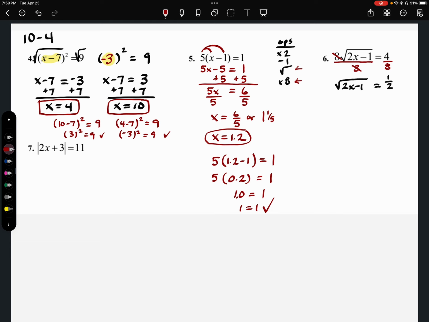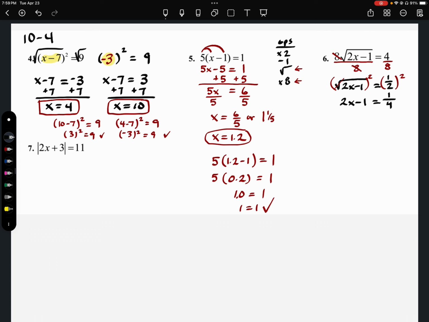Now, to undo the square root, remember the inverse of square root is squaring, so we're going to square both sides. So this square should undo the square root, leaving us with just the 2x minus 1 left over. And then 1/2 times 1/2, 1 times 1 is 1, 2 times 2 is 4. We get 2x minus 1 equals 1/4.